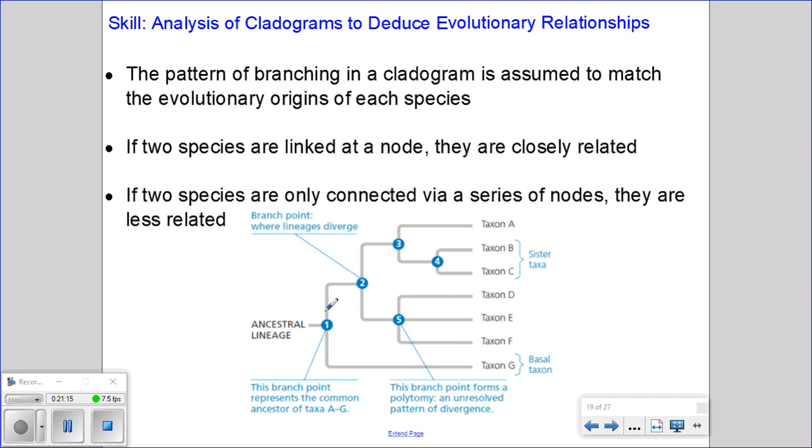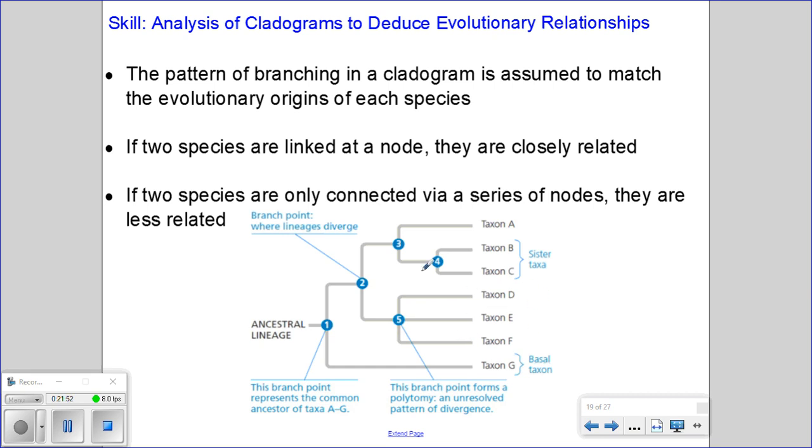So here we have this ancestral lineage. This first branch point here represents a common ancestor to all these organisms in this particular cladogram. And then this branch point here at 2 indicates where lineages have diverged, and then same at 3, where you get these particular speciation events. And this branch point at 5 indicates basically an unresolved pattern of divergence. So this is still being figured out, I guess, if you want.